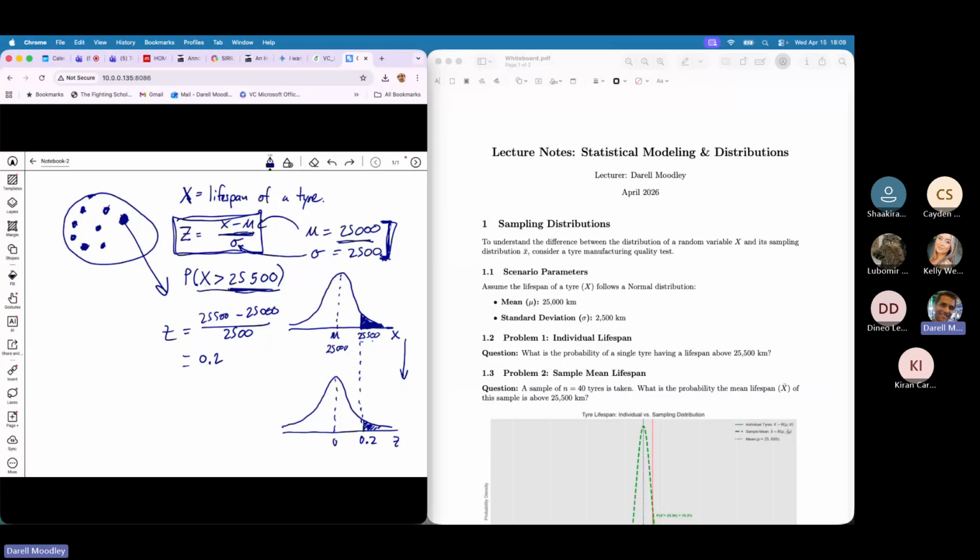Then you use the table in the back of your book and you work this probability out. This is what we did last week. It's just a recap of what we covered last week. If you work out this area, you'll get a value of 42.07%. So the answer for this question is equal to 42.07%.